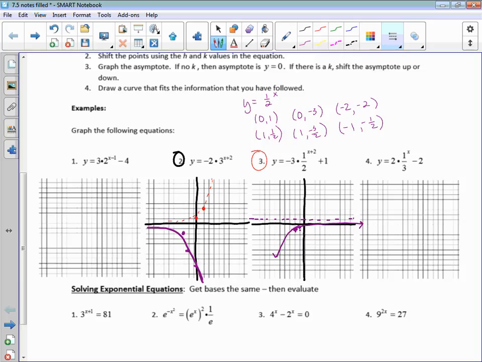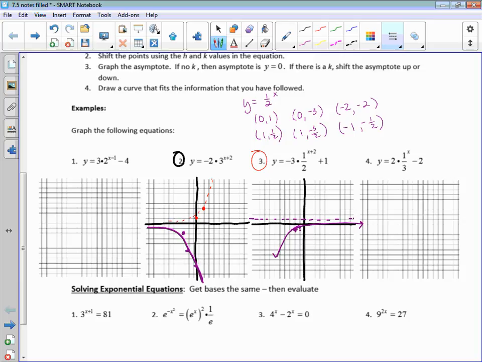Yeah, can you see that? So then I'm going to start doing all the transformations. You have to do your reflections before you do the shifting. So I'm going to go ahead and multiply by -3 first. Again, that affects your y values, right? You're with me there? So that's going to give me these points, 0, -3, and 1, -3/2.